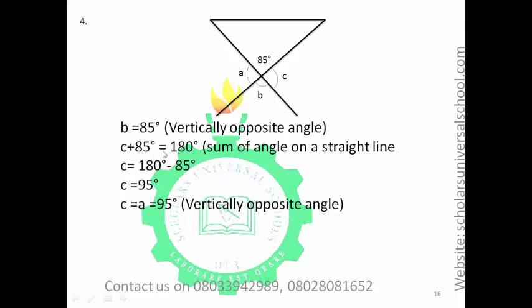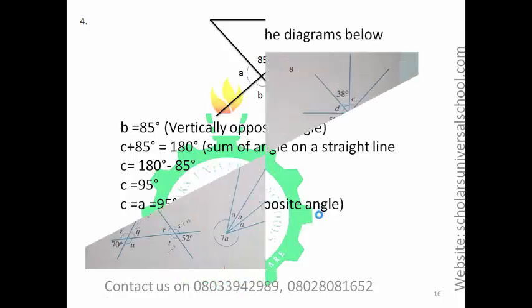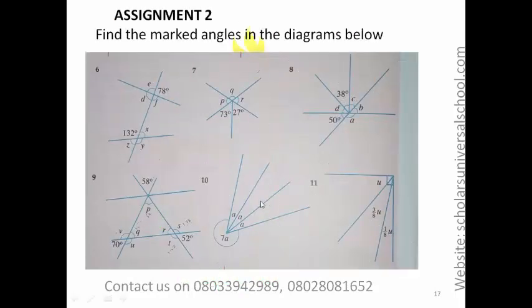Subtract 85 from both sides to make C stand alone. So which means 180 degrees minus 85 degrees gives us 95 degrees. So angle C here is 95 degrees. And at the same time, this angle C is vertically opposite to A. So which means C is equal to A and is equal to 95 degrees, vertically opposite angles. Wow. You will see that the example is so simple.